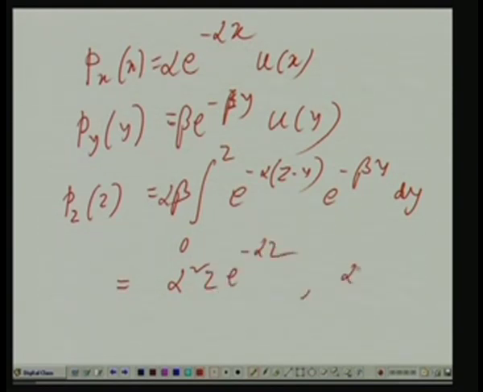This happens if alpha equal to beta. And if alpha not equal to beta, then what happens? If alpha not equal to beta, e to the power minus alpha z goes out, and you have got e to the power alpha y minus e to the power minus beta y.